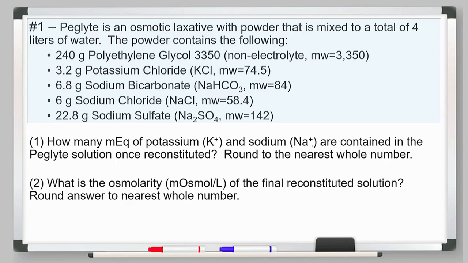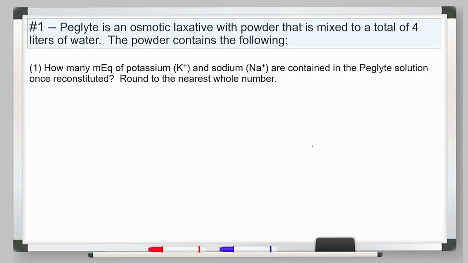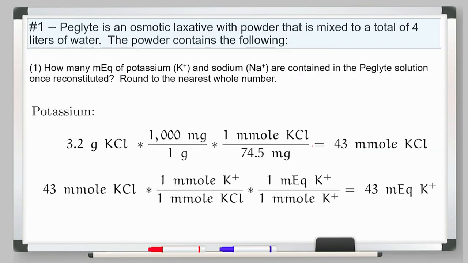So the first part of this question says, let's calculate milliequivalents as a good review, starting with potassium, and then we'll do sodium, and then we'll move on to the osmolarity of the entire solution. So as far as calculating the potassium, there's only one source of potassium in that formulation, which was the potassium chloride, and it said there were 3.2 grams of potassium chloride.